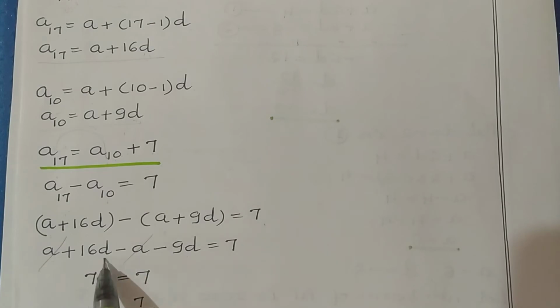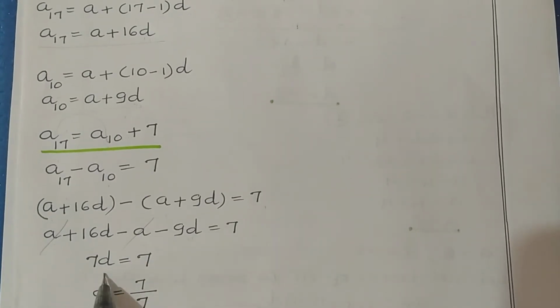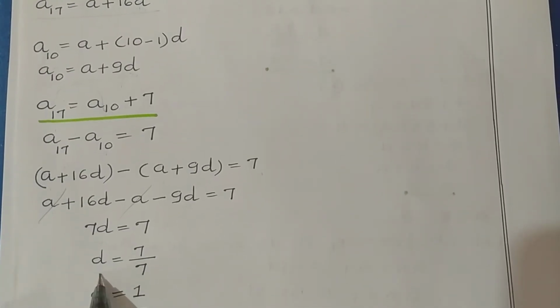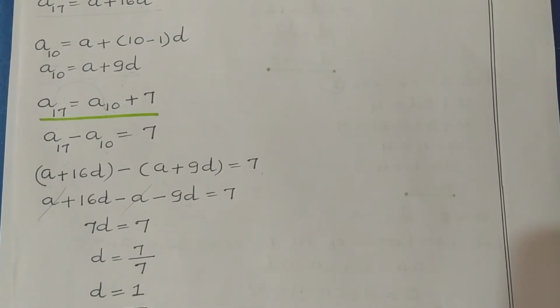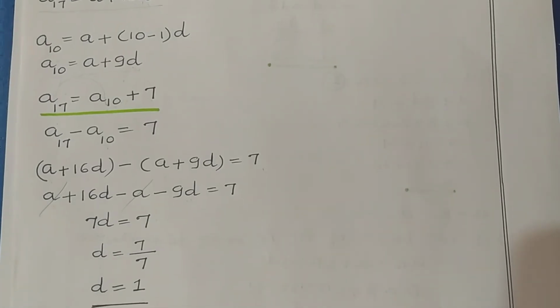Here we get 16d minus 9d is 7d. 7d is equal to 7. d is equal to 7 by 7. d is equal to 1. So the common difference d is 1 here.